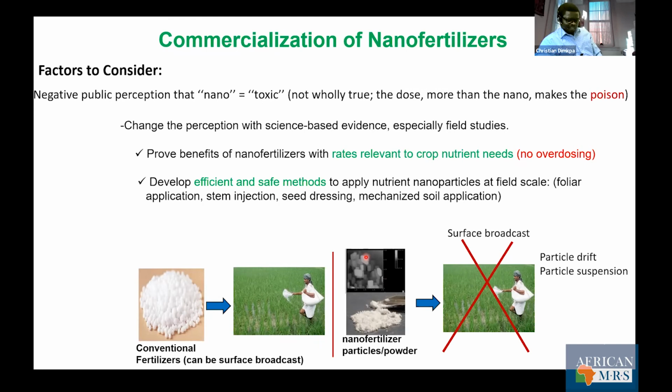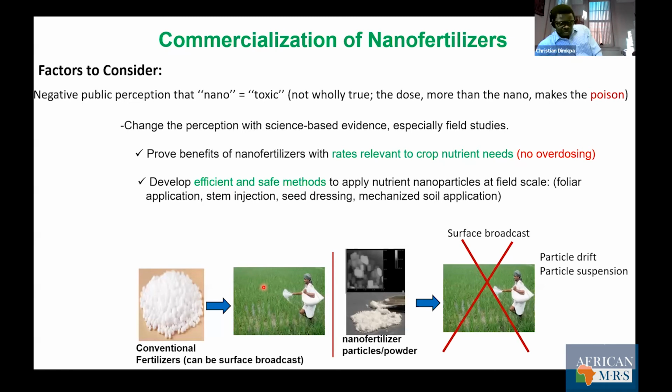Nano is very light. If you take this nano powder here and spray it like this man is spraying, it will drift. It will go into the environment because it's lightweight and cause harm even to the farmer himself, or to some other organisms that are present in the environment, and very little of that will get back into the soil. This is worse if there's wind. So there will be particle drift and suspension. So you cannot be doing surface broadcasting with nanomaterials. You must find an efficient and safe method to apply nanomaterials in the soil.